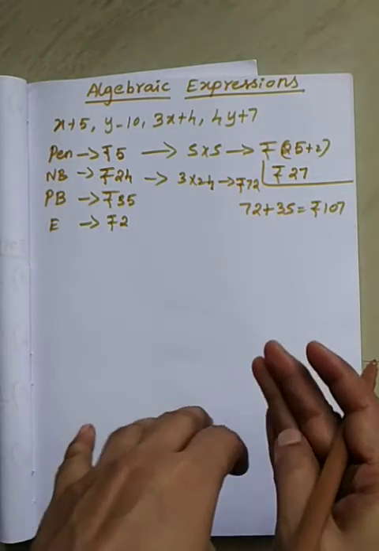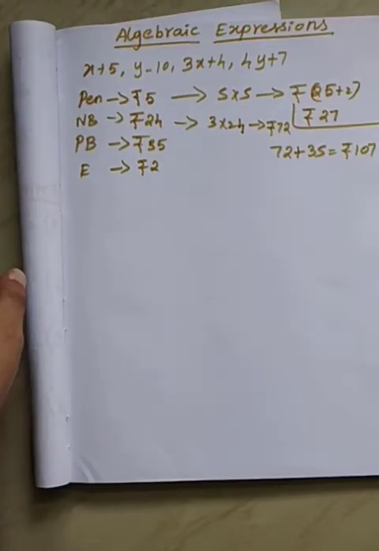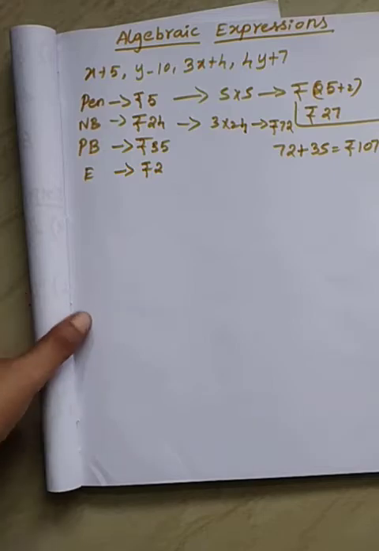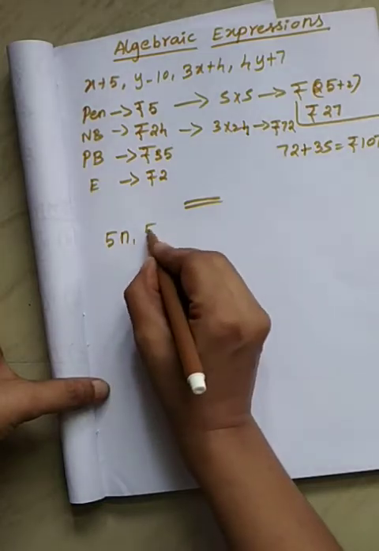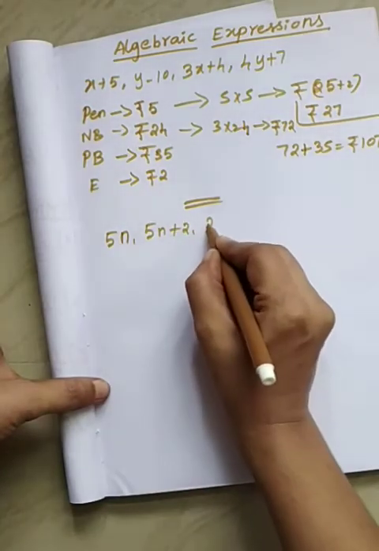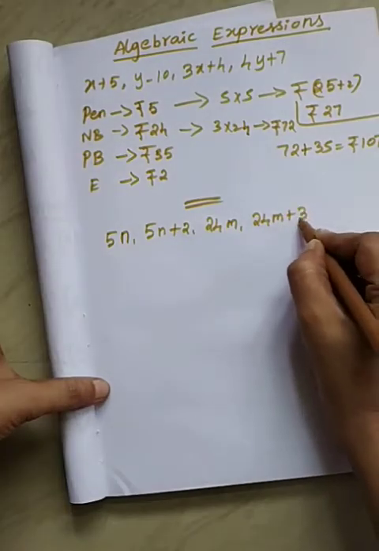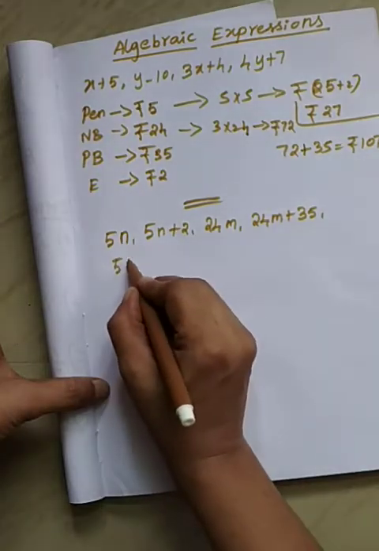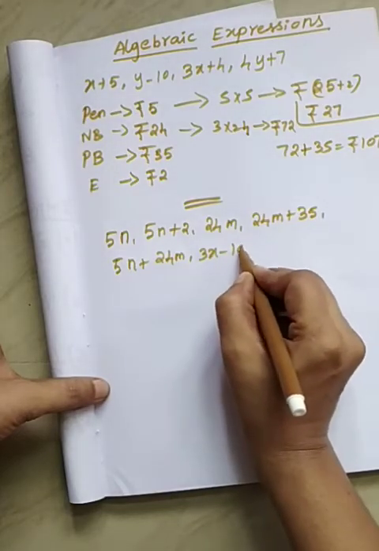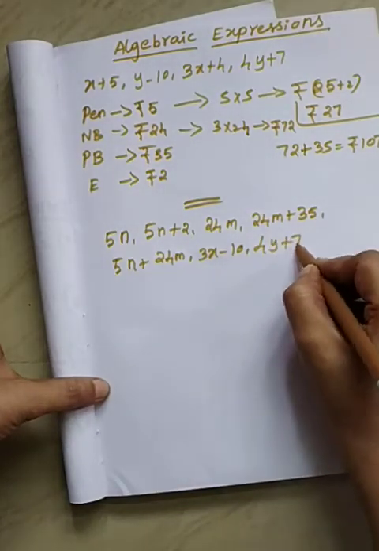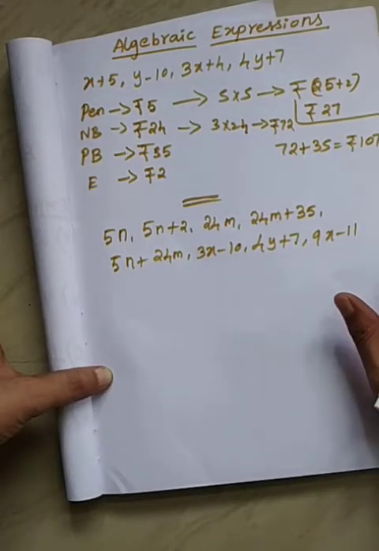Everybody clear? If you get confused, let us see. The expressions like 5n plus 2, 24m, 24m plus 35, 5n plus 24m, and then 3x minus 10, 4y plus 7, 9x minus 11 are examples of algebraic expressions.